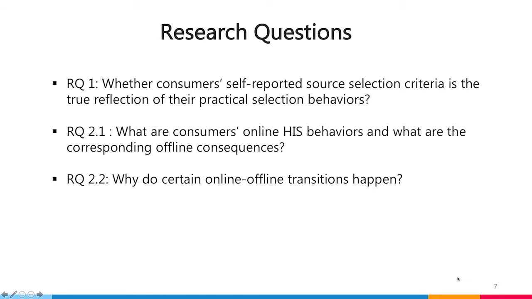Here come the research questions. Our first research question is whether consumers' self-reported source selection criteria is a true reflection of their practical selection behaviors. Secondly, what are consumers' online health information seeking behaviors and what are the corresponding offline consequences? And why do certain online and offline transitions happen?